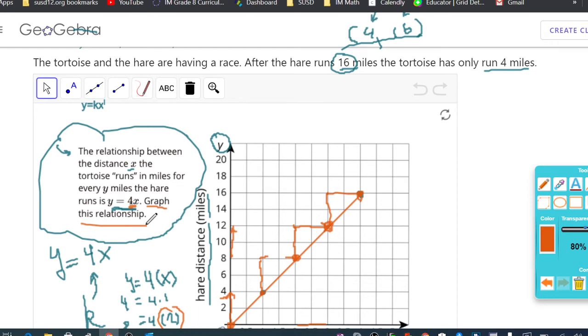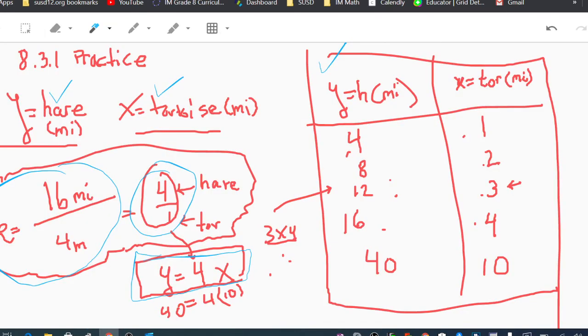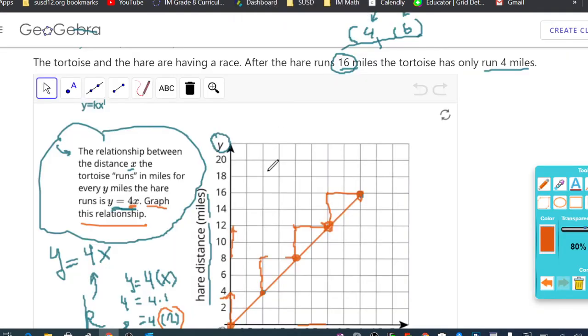Graph this relationship. Okay, here it is. I graphed the relationship. In the notes, there is a table showing this proportional relationship. Make sure you have your notes complete. I'll be checking them. Let's keep going.